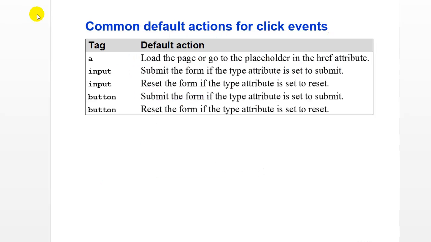Common default actions for click events. This is our next set of topics. You've got these common default actions. For the A tag, the default action for clicking will load the page or go to a placeholder. And then you have input: you can either submit or reset a form. Same thing with buttons. You expect there to be a submission of a form or a reset of a form.